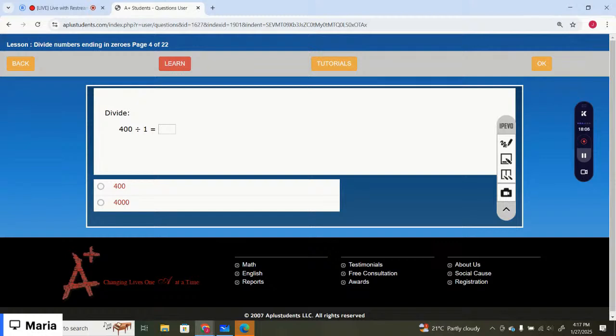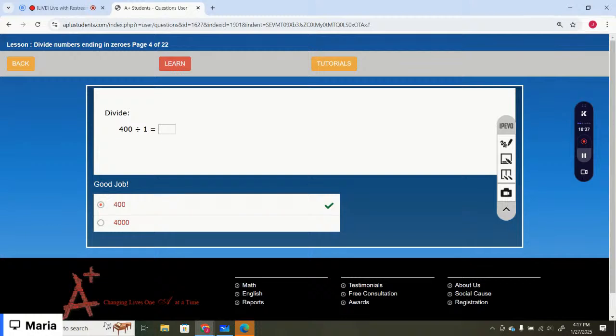400 divided by 1 equals 400, right? Any number divided by 1 is exactly the same number.